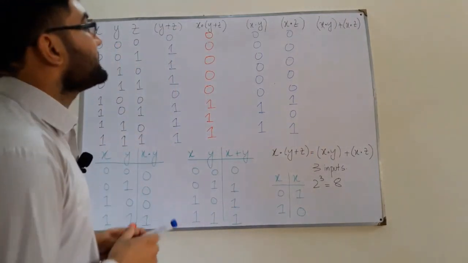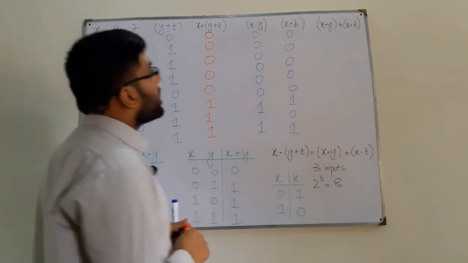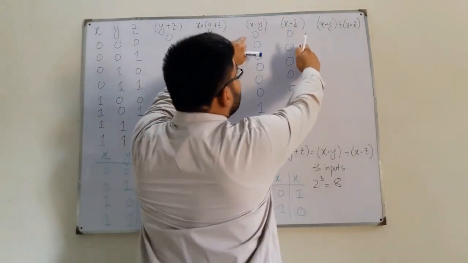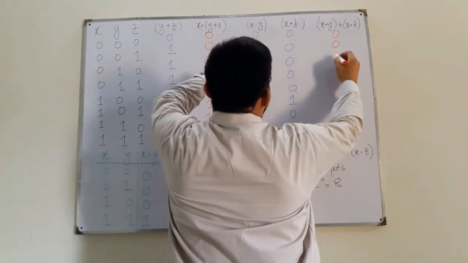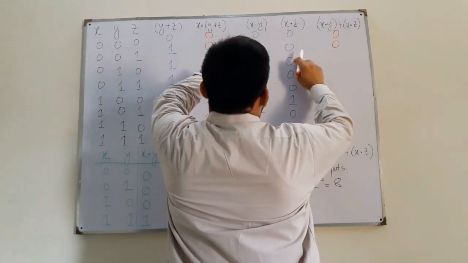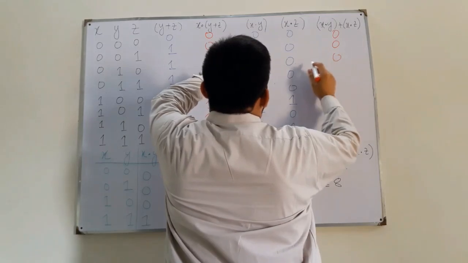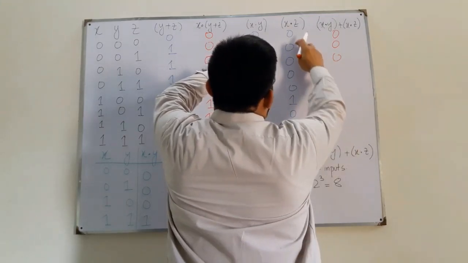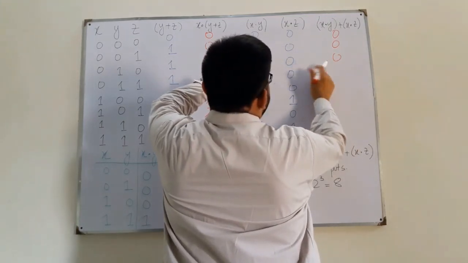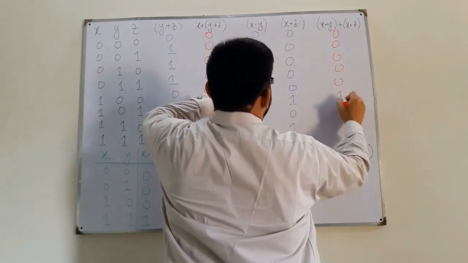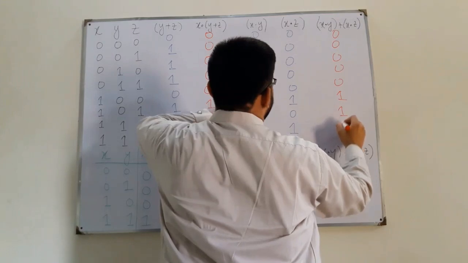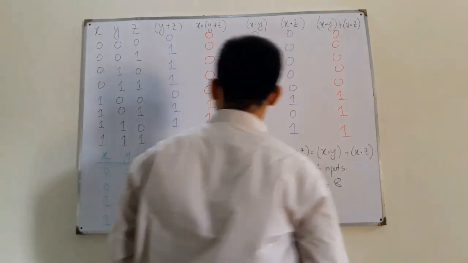Now, to the right hand side, this is now the OR operation. We will be ORing these two. So 0 OR 0 is 0. 0 0 is 0. The third, 0 0 is 0. Okay, the fourth, 0 0 is again 0. Fifth is 0 0. 0 1, 1 0, 1. And 1 1 is 1.